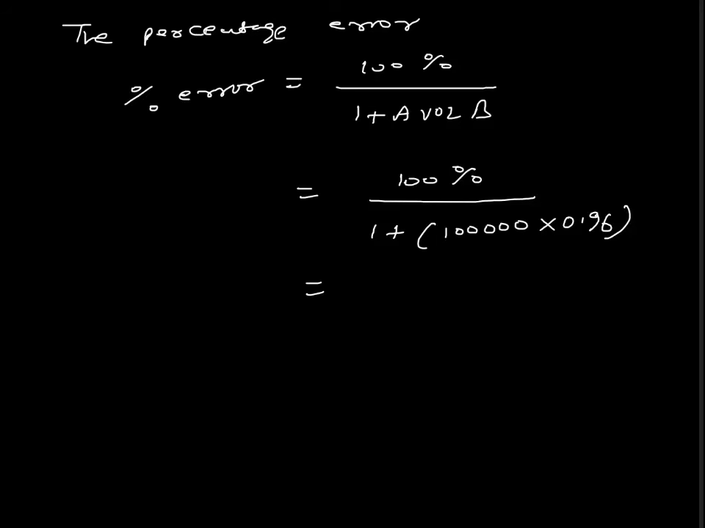So after solving, we have got 1.04 into 10 to the power minus 3 percent. Okay, so 0.000104 something like that will come. So I have written it in these terms, 1.04 into 10 to the power minus 3, that much percentage. So this is the second part.